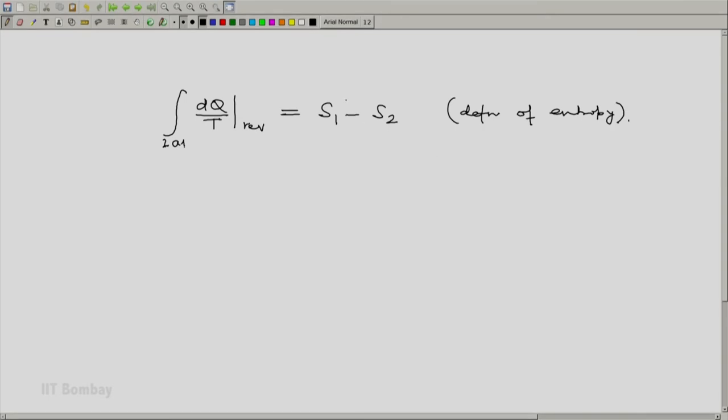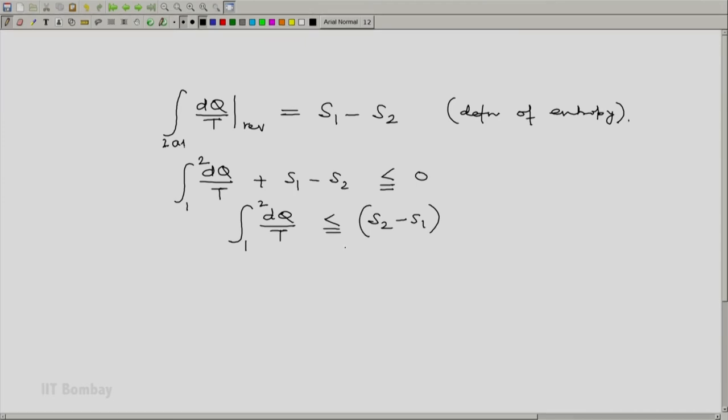And combining this with the previous relation, we will get integral 1 to 2 dq by t plus S1 minus S2 is less than or equal to 0. Now, let me do one thing. Let me transpose S1 minus S2 to the right hand side. I will get integral 1 to 2 dq by t is less than or equal to S2 minus S1. And flipping the two sides, I will get S2 minus S1 is greater than or at most equal to integral 1 to 2 dq by t.